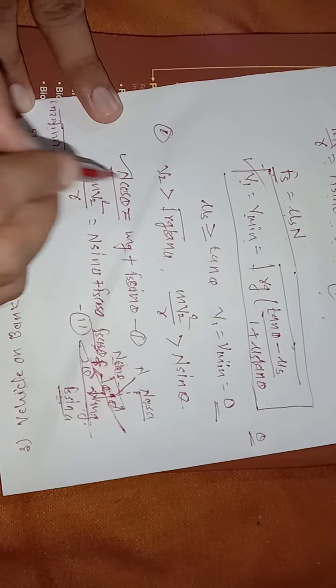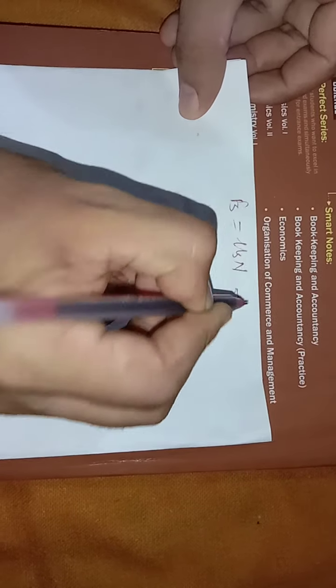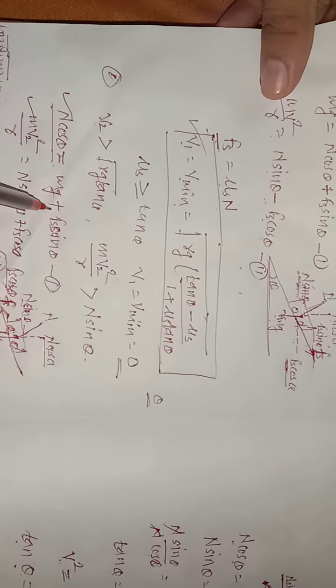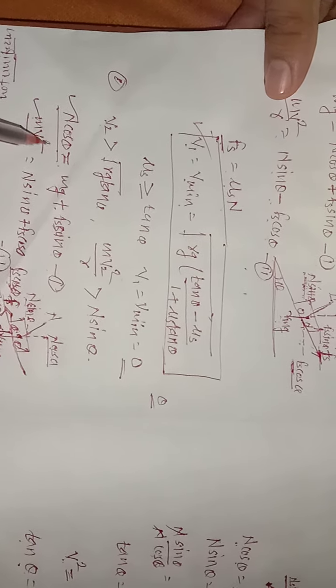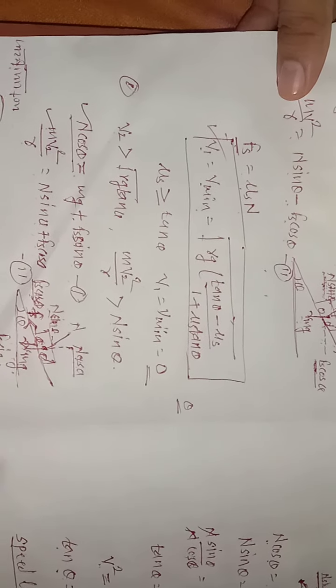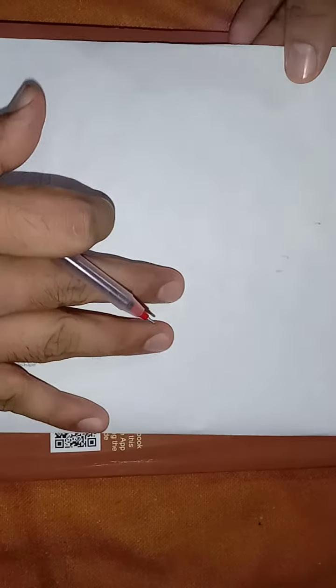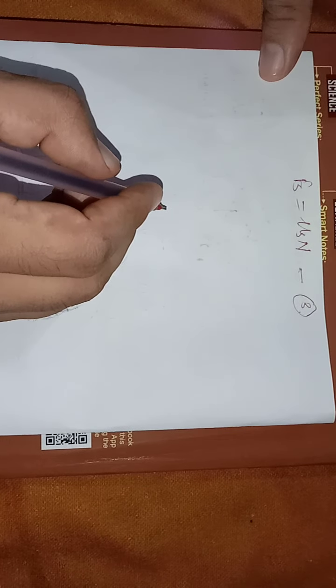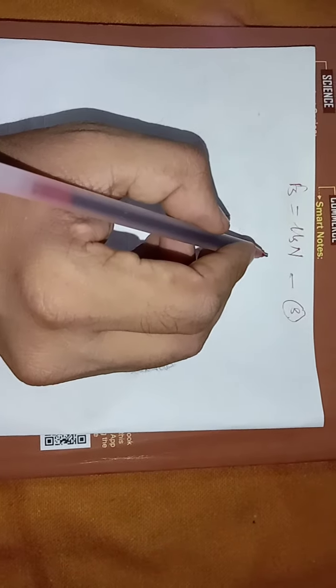So we got these two equations, first and second. Now in this condition also, Fs is maximum, and that is equal to mu s into n. So by using these three equations: first, n cos theta is equal to mg plus Fs sin theta. Second, m v2 square upon r is equal to n sin theta plus Fs cos theta. And this is the third, the force of static friction, which is maximum, and that is always equal to mu s into n.